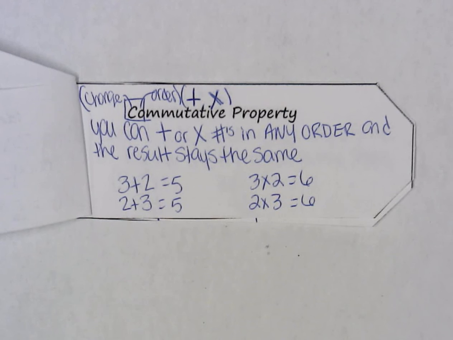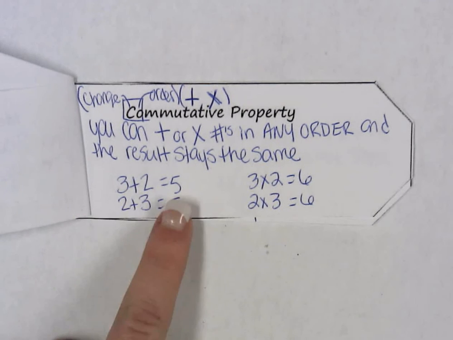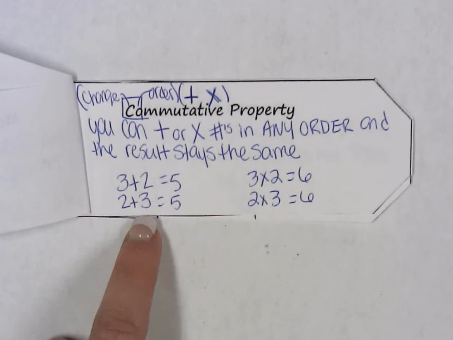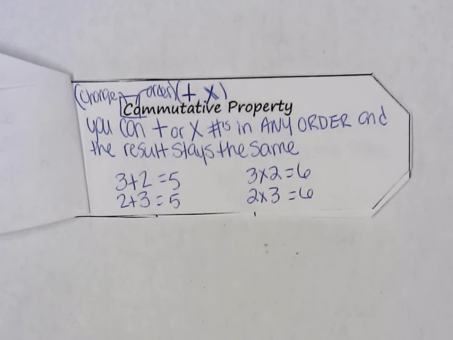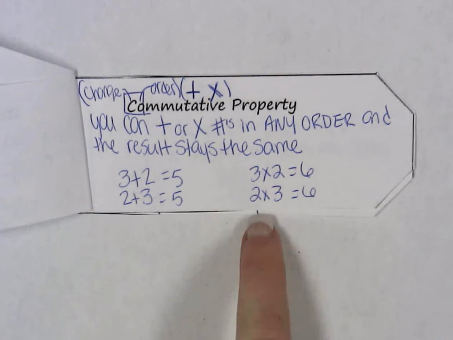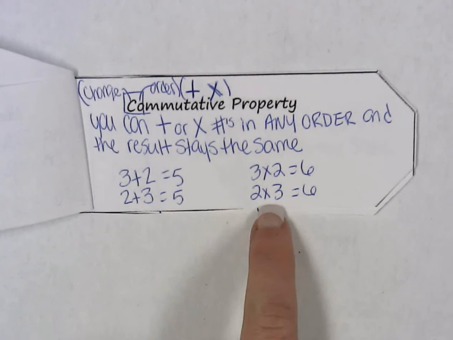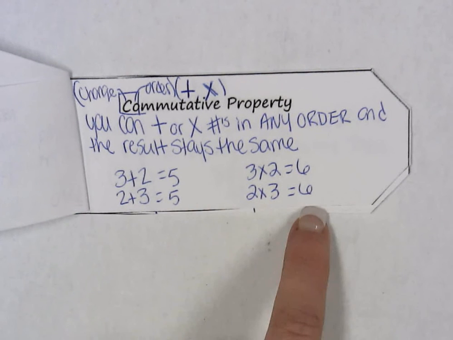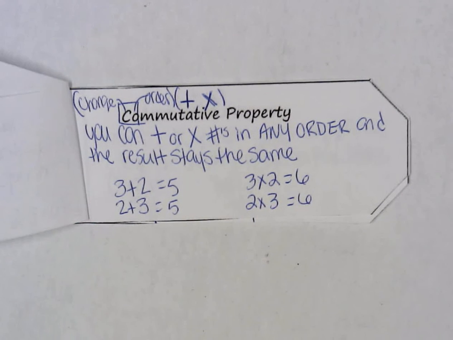So if you look at the number examples, we know 3 plus 2 is 5, but if they switch places and let 2 be in the front, 2 plus 3 still equals 5. So it works for adding. Now let's look at the multiplication example. 3 times 2 is 6. 2 times 3 is 6. The 2 and the 3 change places, but you still got 6 for your answer.